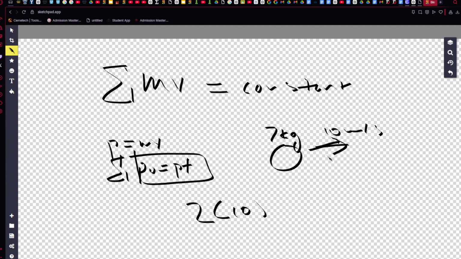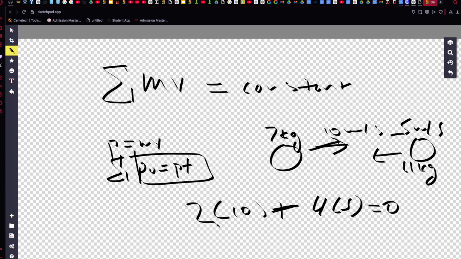And let's say one-dimensional because momenta is also a vector. And let's say there's another billiard ball coming in at 5 meters per second at 4 kgs. And this has to be minus actually because it's going in a negative direction. Minus 4 times 5 is equal to 0. So that means this can never change. The sum of momenta will always equal 0 no matter how you distribute it.